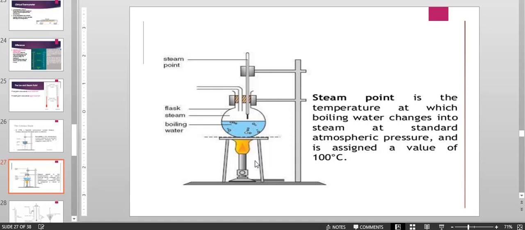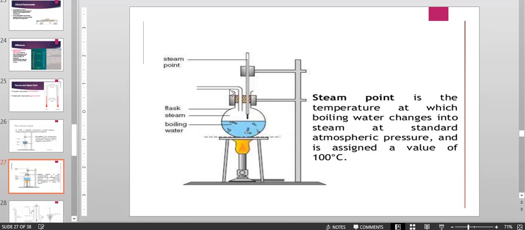So, this was one of the apparatus which can be used to find out the steam point, or the upper fixed point of water. The scientist took the round bottom flask. He placed this flask on a tripod stand and placed a burner in order to heat the water inside the round bottom flask. And he fixed this flask with a stand in order to prevent any damage.